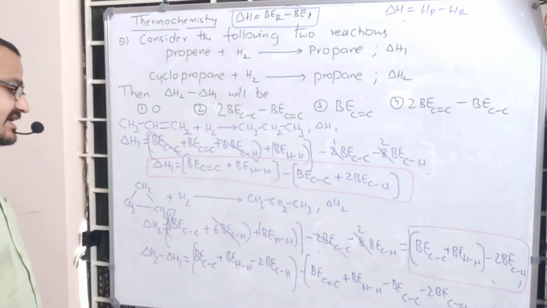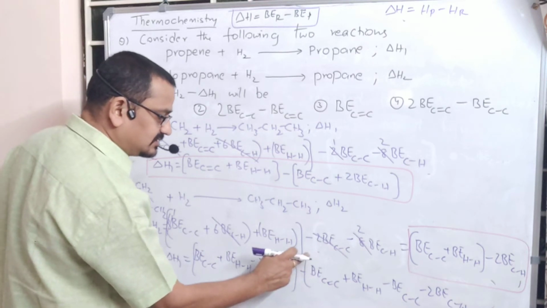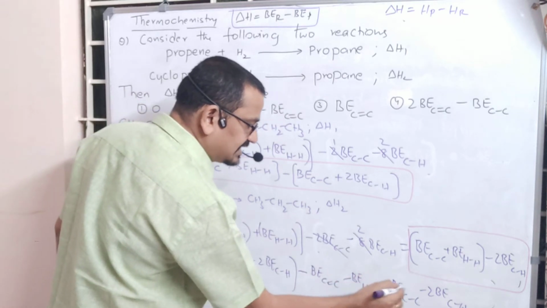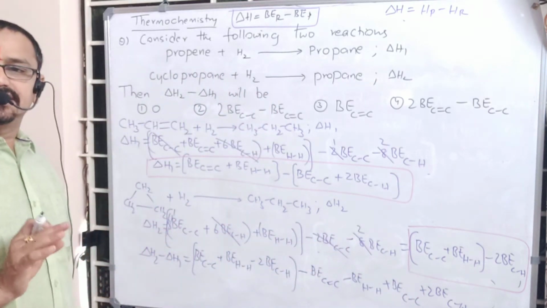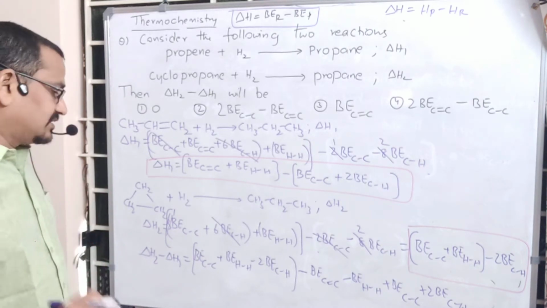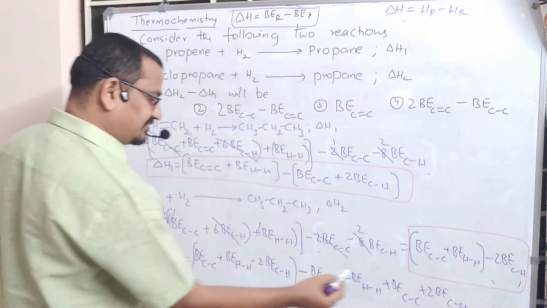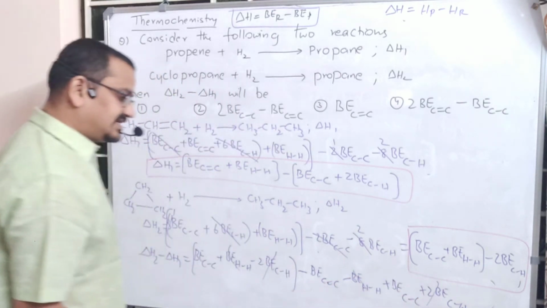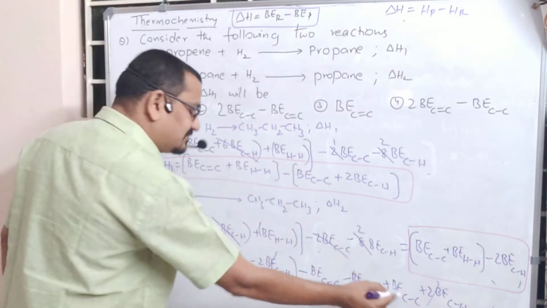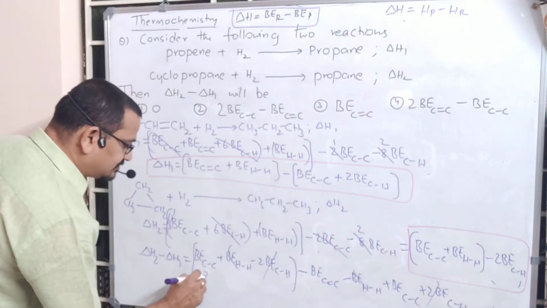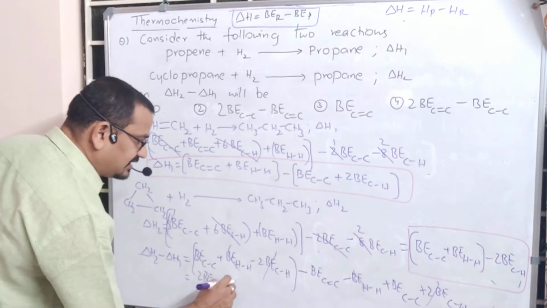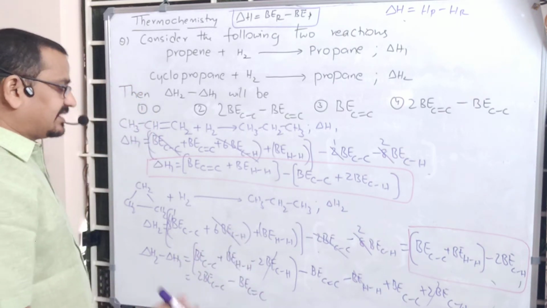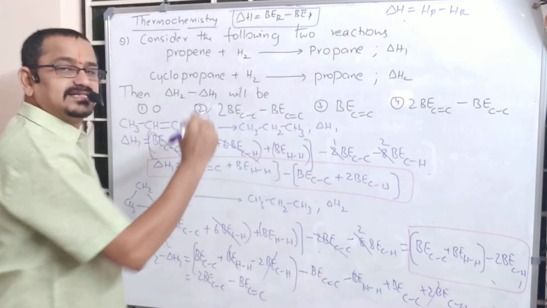Now see the things that can be cancelled. Now multiply with this minus again. Remove the bracket. This will be minus, this will be minus, this will be plus and this will be plus. So now look at the things that can be cancelled. What are they? H-H bond enthalpy plus and minus will be cancelled. 2 times C-H and 2 times C-H plus and minus will be cancelled. And one C-C bond enthalpy and another C-C bond enthalpy. It is 2 times C-C single bond enthalpy minus bond enthalpy of C double bond C. Which option is it? Second option.